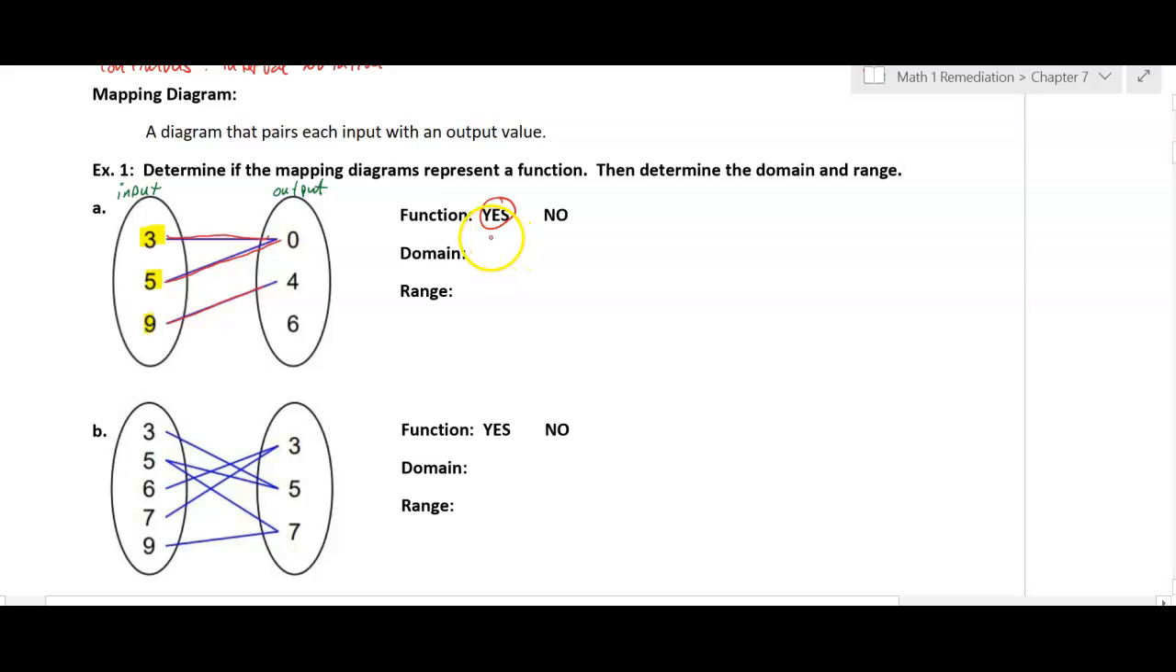Since this is discrete, we're going to use set notation to describe the domain, which is just the set of inputs or x values. So it would be 3, 5, 9. The range is our set of outputs, so we would write in set notation 0, 4, 6.